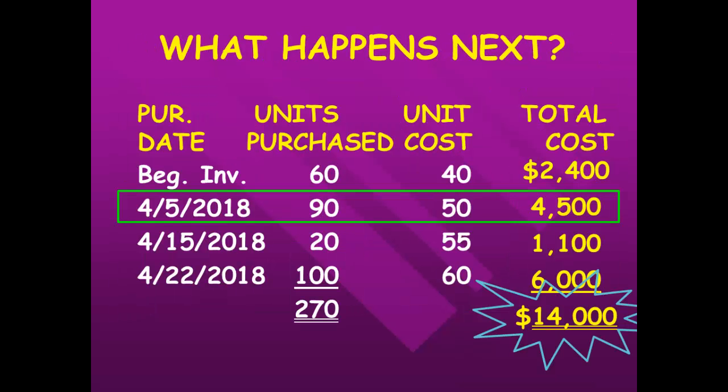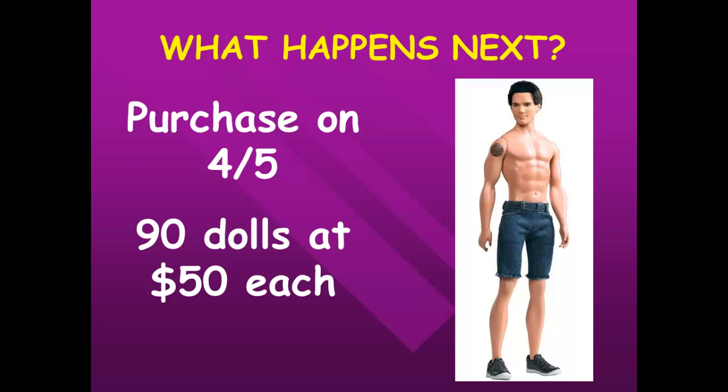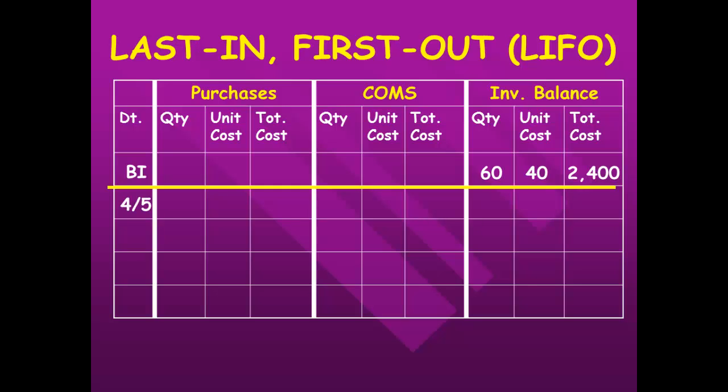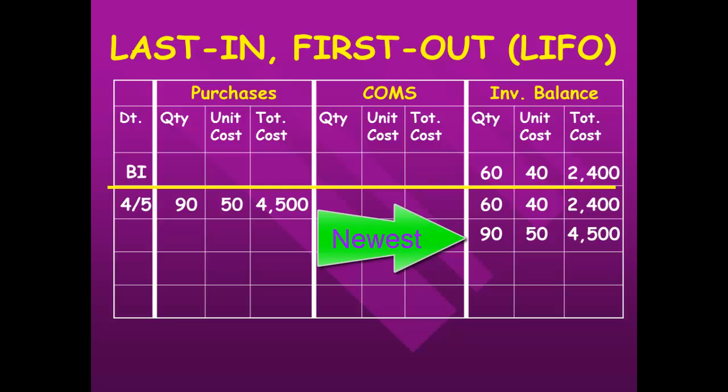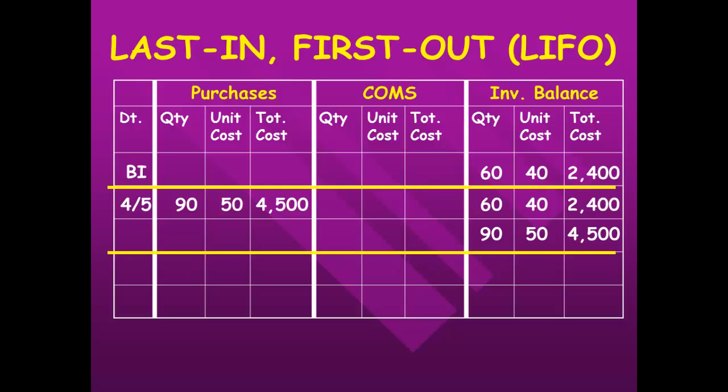Date-wise, what happens next? April 5th, we're going to make a purchase, right? 90 at 50. Let's go to my inventory card. 90 units at $50 each on the 5th for the date. We'll put that in the purchases column. In my inventory balance column, we're going to do it just like we did before. We're going to write everything we have, oldest to newest. So we still have the 60 at 40. Now we also have the 90 at 50. And when you finish recording that, let's draw our heavy dividing line so we can keep this one visually separated from the next entry. And yes, you can bring a highlighter on the test. I encourage you to do so.